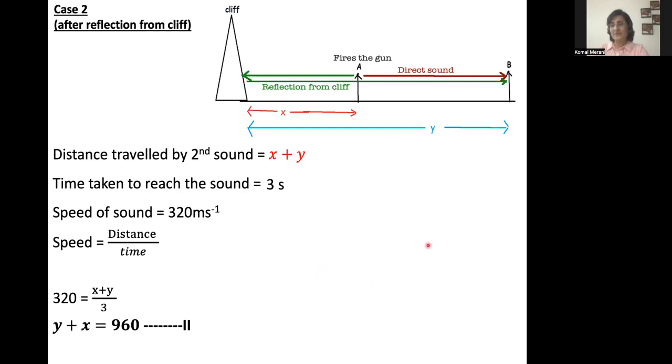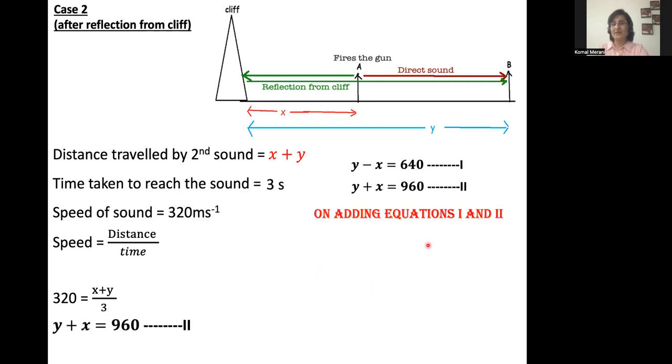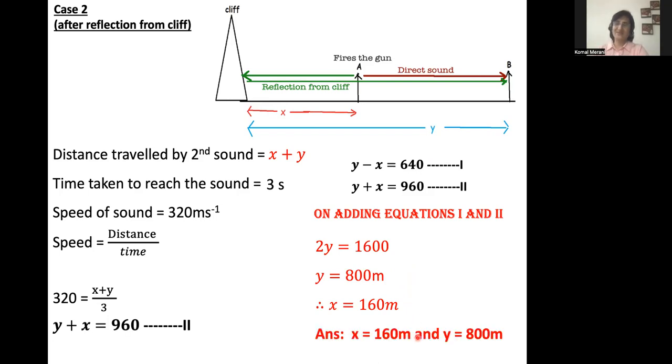Now it's simple maths. Try to solve it by, here we have both the equations put together. And then when we add these two equations, we'll get the value 2y, 640 plus 960 is 1600. Therefore, y is 800 meters. And substituting the y in any of the equations, we will get x as 160 meters. And that solves this answer.